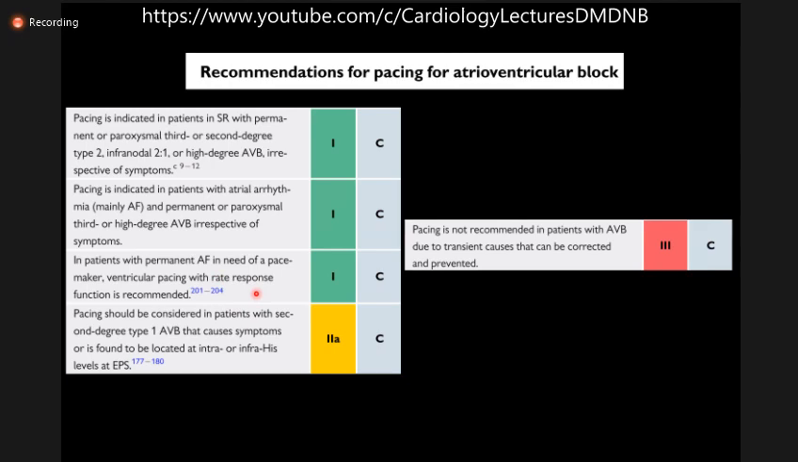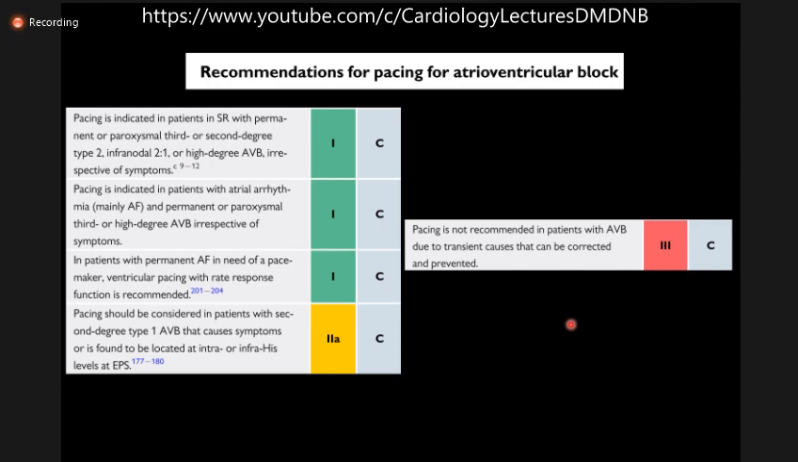Pacing should also be considered in patients with second degree type 1 AV block that causes symptoms or is found to be located at the intra or infra His level at EPS, the EP study. So this subset needs to be qualified by an additional data set, which comes from an electrophysiological study. Once you have that data set in place, pacing is reasonable in this subset of patients as well, with a 2A C level of recommendation.